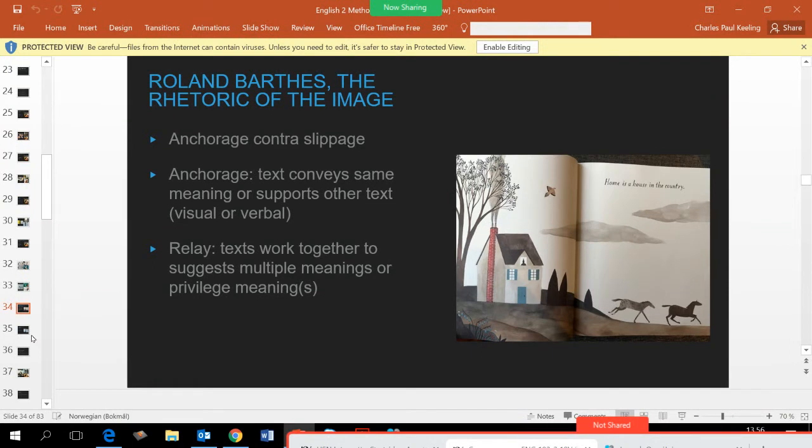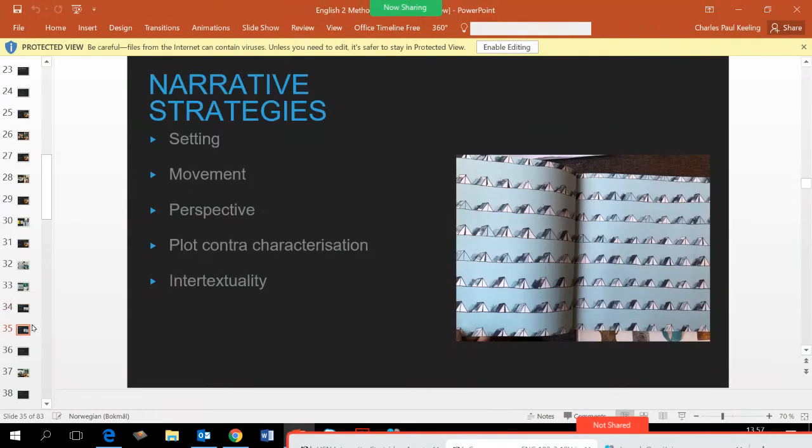So we explored the idea of how Barthes picked up on this idea that the visual can support the verbal and anchor it, anchorage he called it, or it can somehow relay it. It's the notion of slippage, that there could be multiple meanings. We don't have to go for that tough term. Barthes is somebody we could certainly draw on, or we could just draw a little snippet from Barthes if we wanted to. And we looked at narrative strategies, setting, perspective, plot.